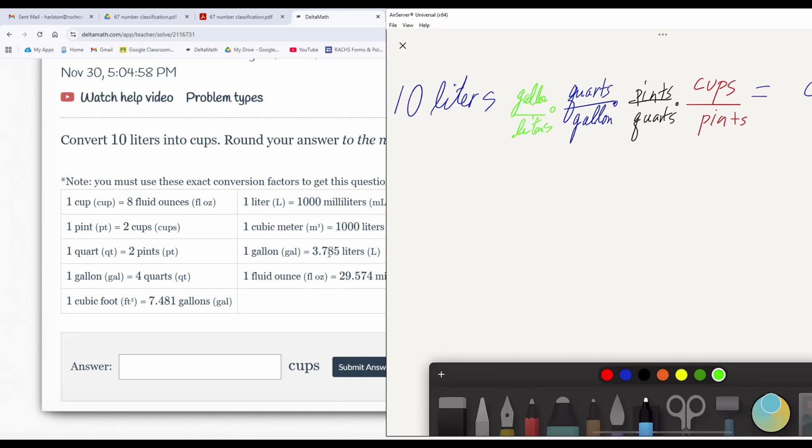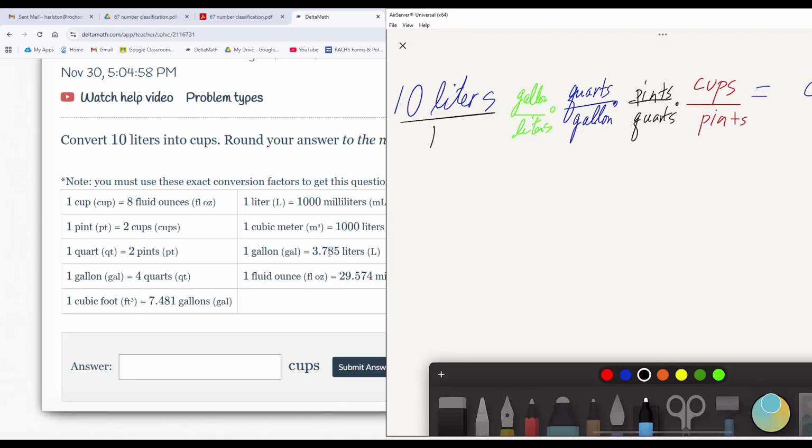Now, the first thing I'm going to do is go through and show you what's going to cancel out. First, I'm going to make this 10 over 1, which is still 10 liters, but now it's a fraction. So now anything that has the units in the top and the bottom I can cancel.